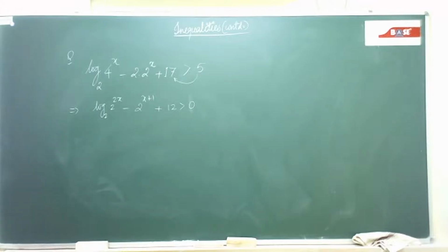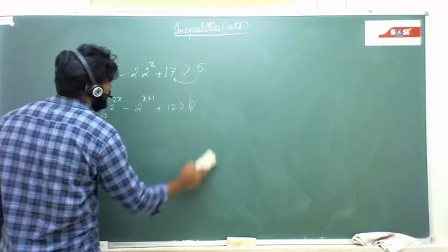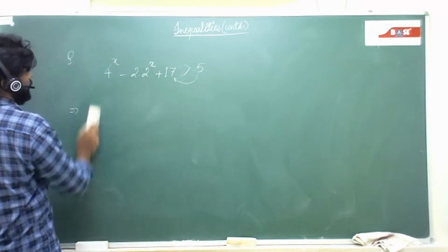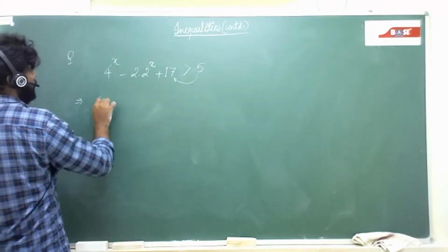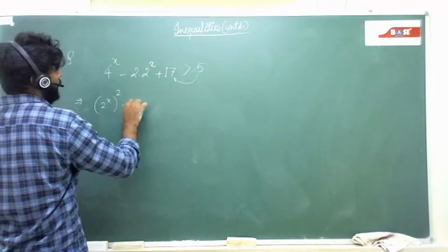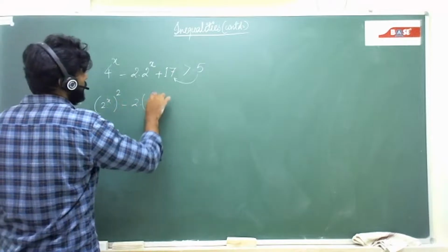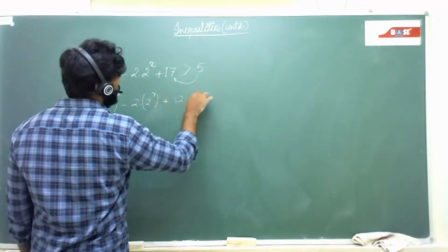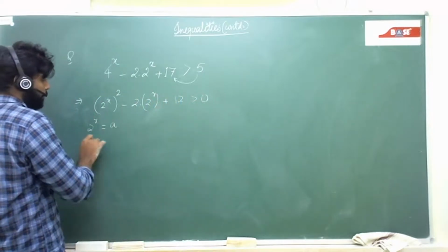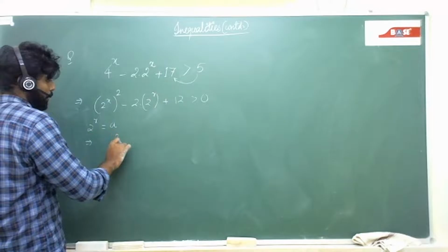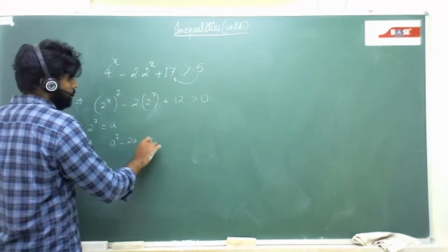That question doesn't seem very okay. I think it should not be like this. There should not be any log. It's just that. So this will be now 2 to the power x whole square minus 2 into 2 to the power x plus 12 more than 0. Now if we consider 2 to the power x equals to a, so that will be a square minus 2a plus 12.